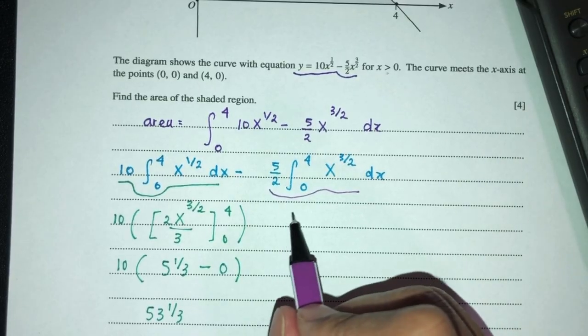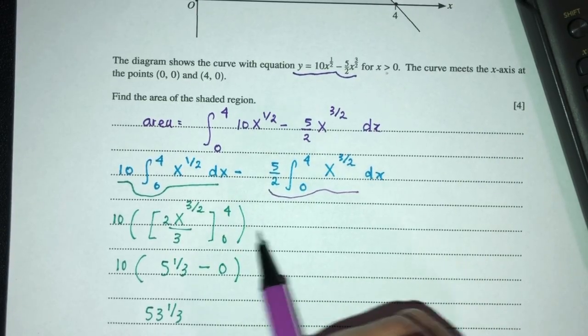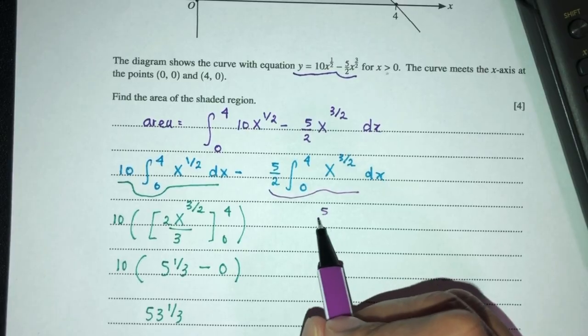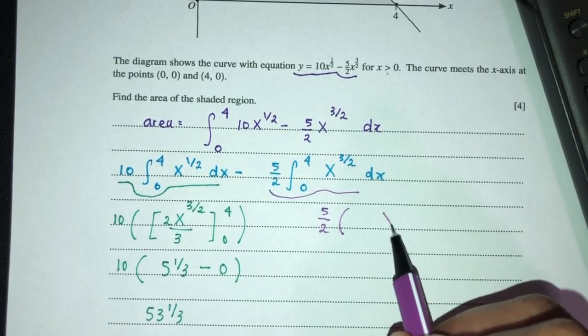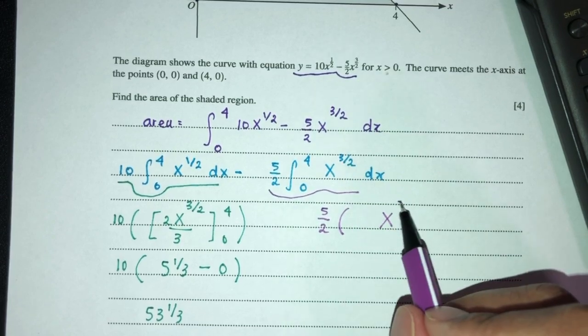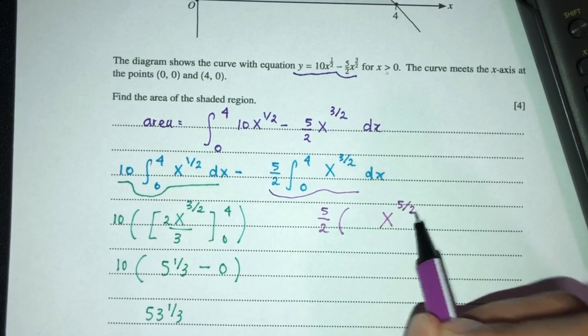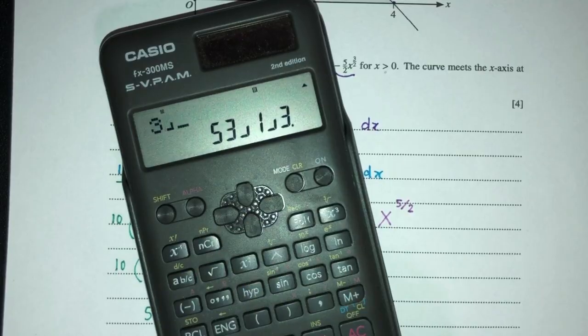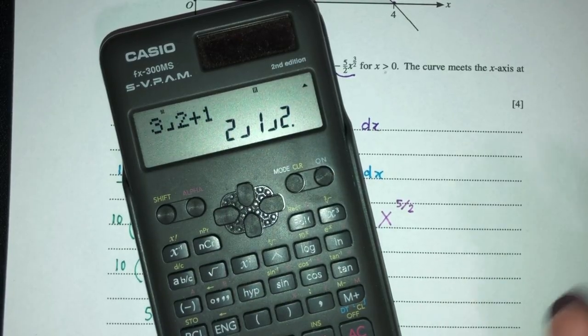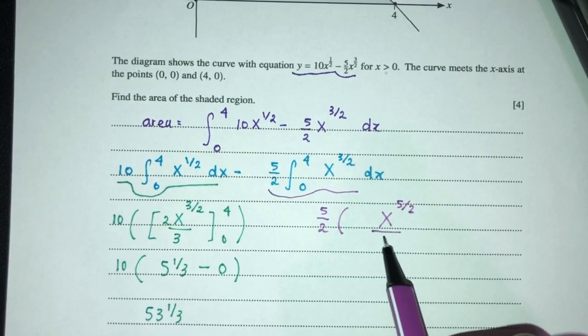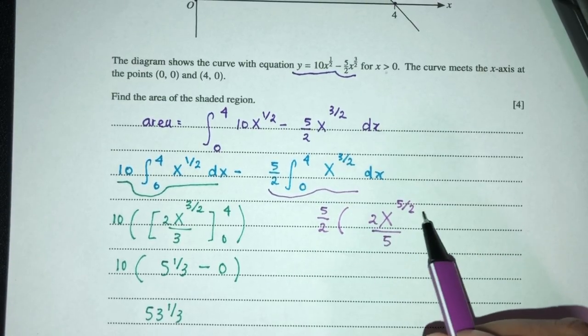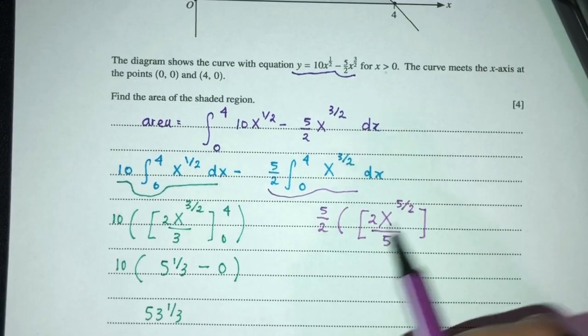Similarly, 5 over 2. Here we have a minus sign. So let's leave this for now. 5 over 2 is outside. Integrate. That will become x increased by 1, so that should become 5 over 2. Right? If you check, 3 over 2 plus 1 will become 5 over 2. Then divide by the power, 5 over 2, so 5 over 2 becomes 2 over 5 here. And then we have the limits of 4 and 0 again.